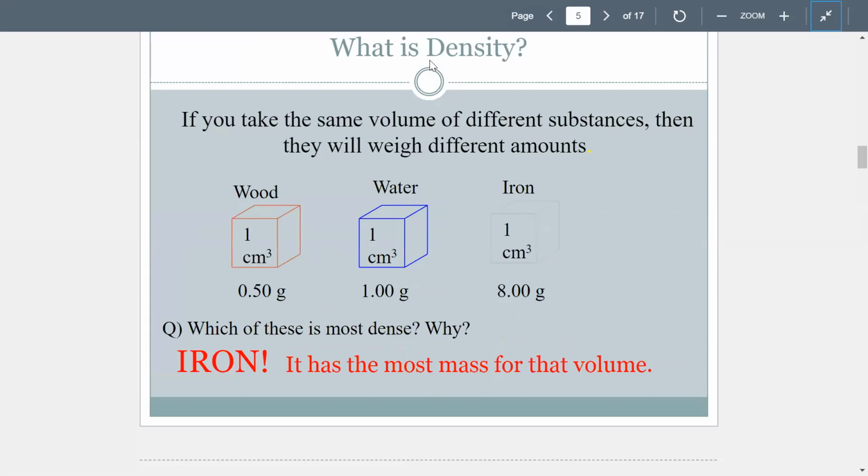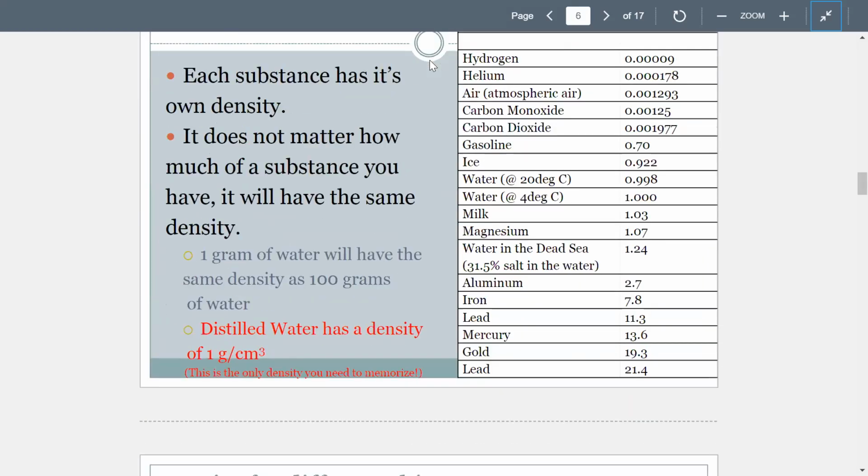And so if you have the same amount of volume, if every one of different objects has the same volume, but each of them has a different mass, that's going to suggest that they have different densities. And so the larger the mass, if you hold the volume constant, so if they all have the same volume and you have larger masses, that object is going to be more dense. And so here in this case, iron is the most dense because you've got 8 grams that occupy 1 centimeter cubed.